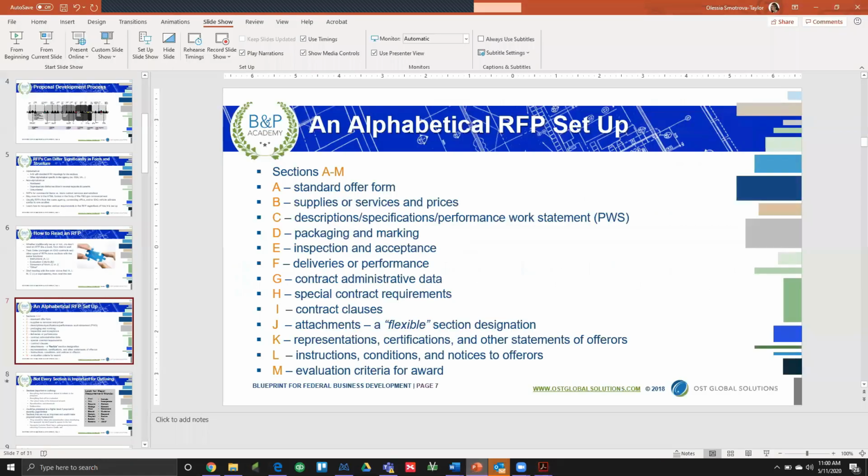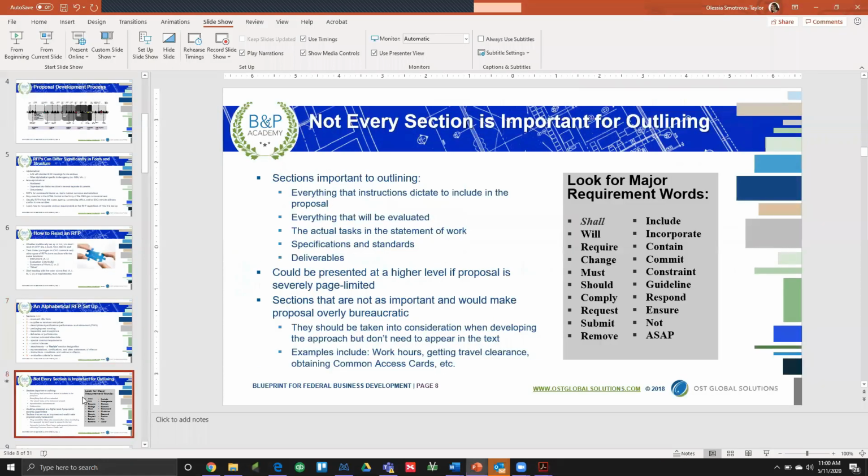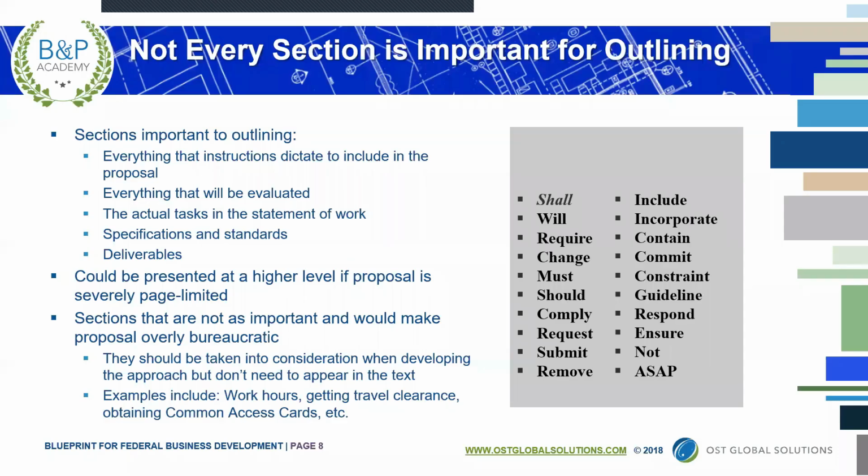So let's go back to our slide deck and look at the fact that not every section is important to creating an outline for your proposal. Sections that are important for outlining are everything that instructions dictate to include in the proposal. If instructions tell you to put it in, you put it in. You cannot deviate from that. Also, everything that will be evaluated. So if in section M, evaluation criteria, something is listed, then you must put it in.